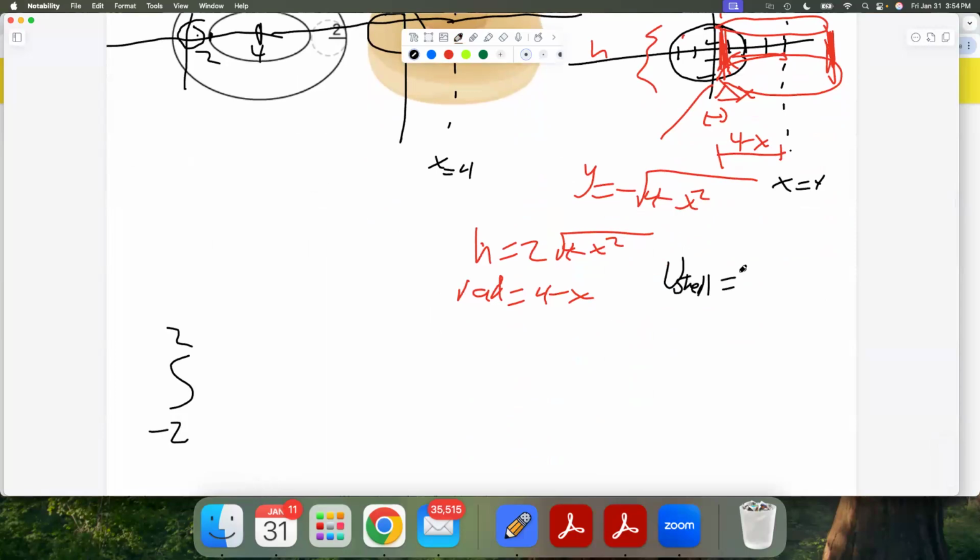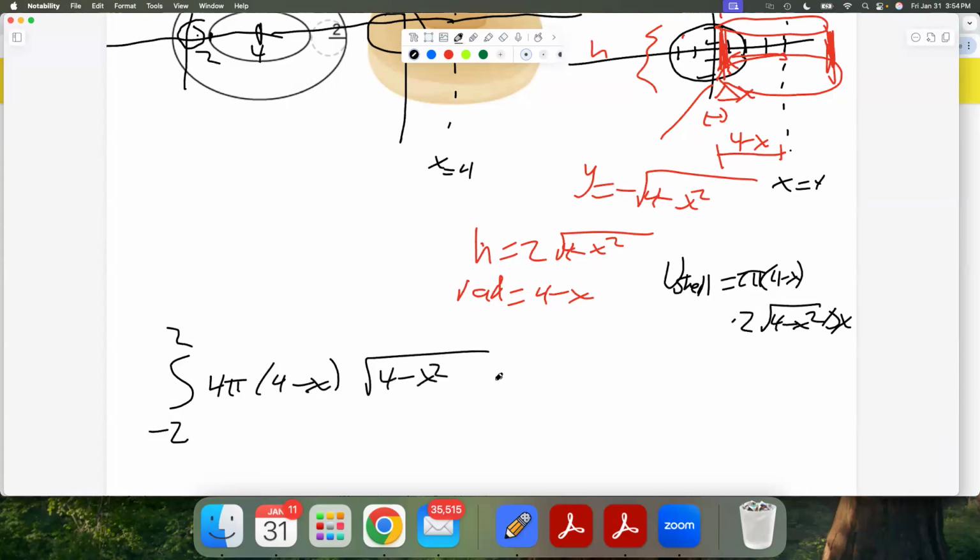is 2 pi times the radius times the height times 2, and then times delta x, of course. Yeah, 2 pi RH. Okay. So what do we get here? I get 4 pi (4 minus x) square root of 4 minus x squared dx.